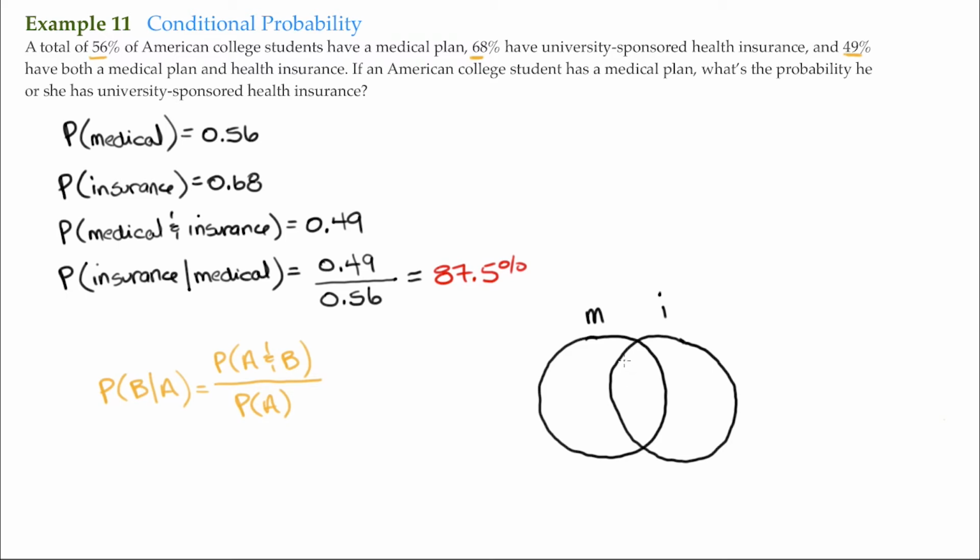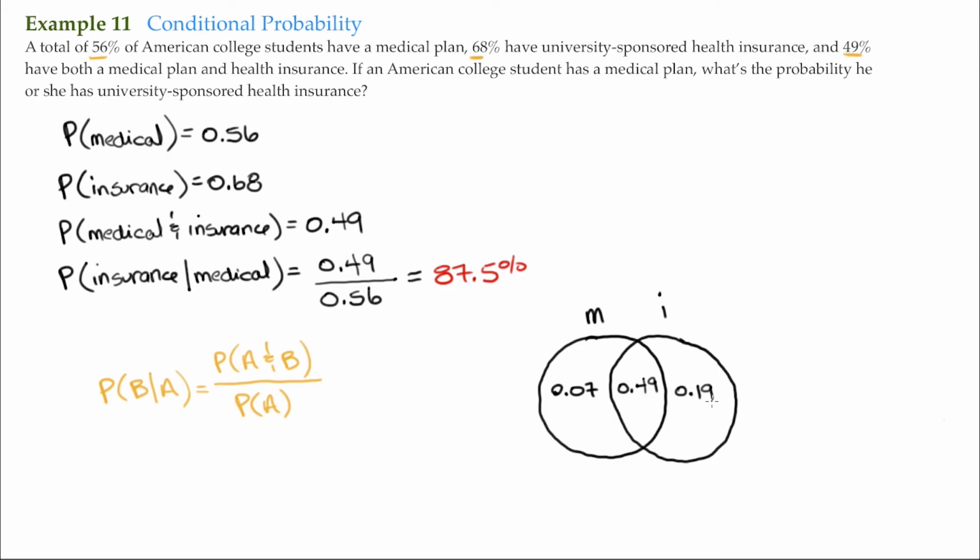So I'll go ahead and I'll put in the 49%. Since the medical plan is 56%, 49% is already accounted for. So the other 7% will go out here. The insurance plan here, that's 68%, but 49% is already accounted for. Don't forget, that's why we have that overlap. So the other 19% will go out here.